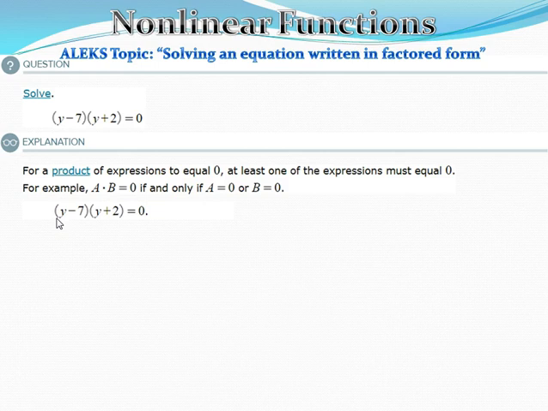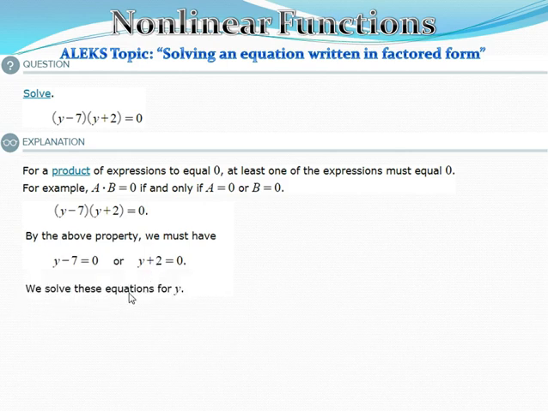(y - 7) multiplied by (y + 2) is equal to 0. Now, by the property above, we can also say that y minus 7 is equal to 0, or y plus 2 is equal to 0. Now, finally, we just want to solve these equations for y.